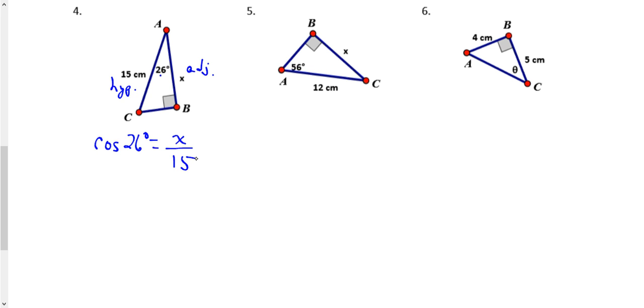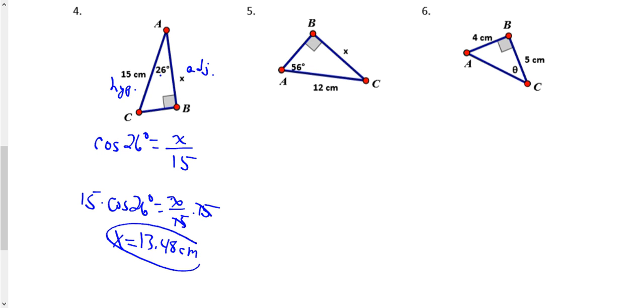Multiply by what? I'll do it down here so this doesn't confuse anybody. So I'm going to take 15 times the cosine of 26 degrees equals x over 15 times 15. See, I'm just multiplying both sides by 15. This is algebra. These cancel. So x equals 15 times the cosine of 26. What did your calculator say? 13.48 centimeters. Okay? All right, try number 5.